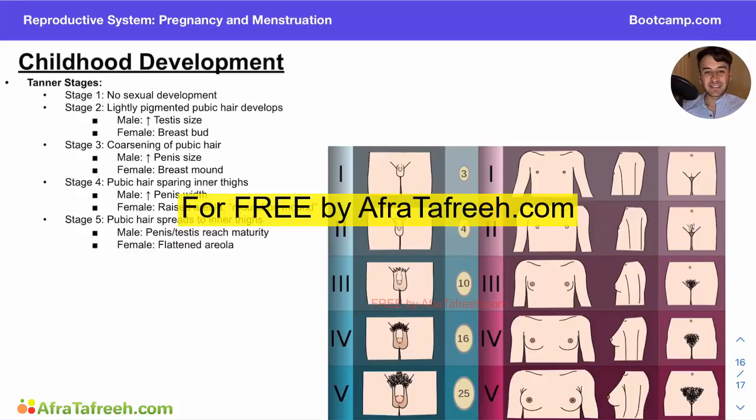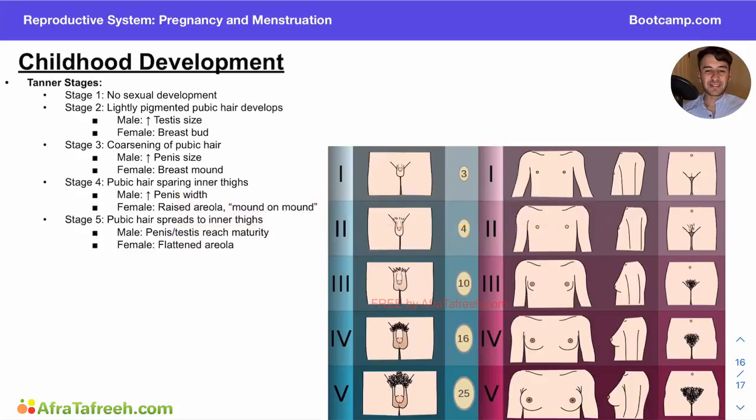Alright guys, let's get busy talking about childhood development. We're going to be talking about this through the viewpoint of the Tanner stages. The Tanner stages are 5 objective stages which we use to look at sexual maturity within the developing child. So you'll see here that we have 5 stages, and then we're going to have it split between the male phenotype over here and the female phenotype over here.